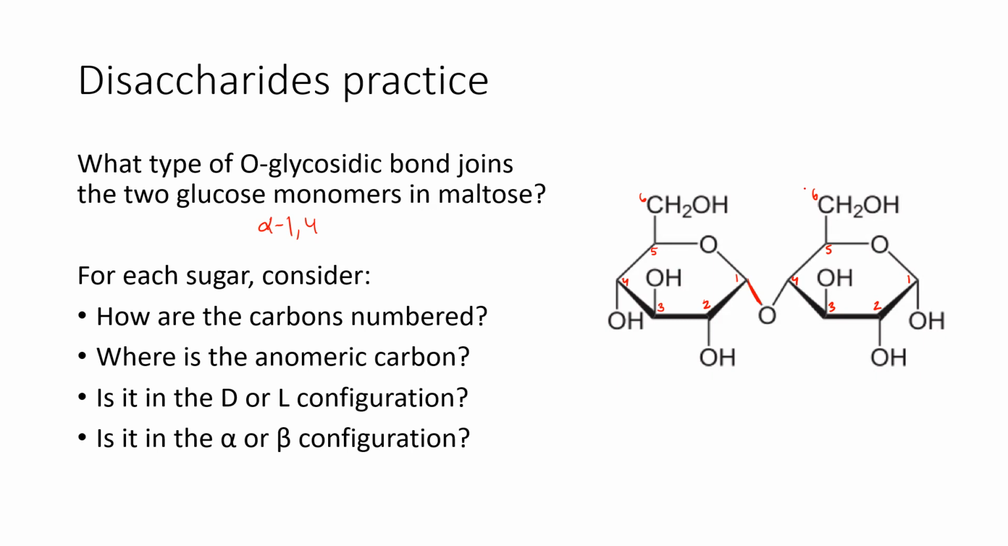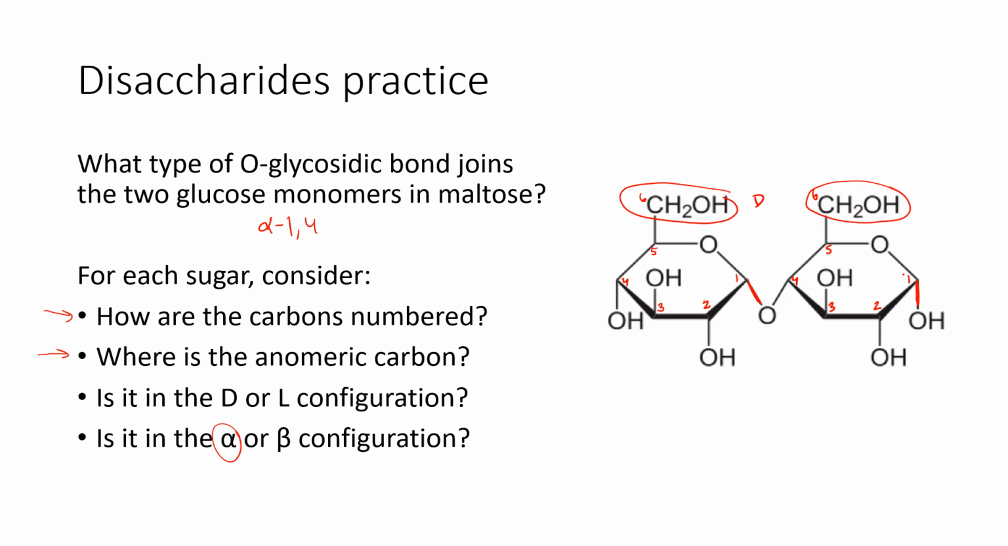Cool, great. So let's think about these questions. We just talked about how the carbons are numbered. We identified our anomeric carbon as carbon number 1. And we know that we are in, like someone said, the D configuration because our carbon number 6 is pointing up. We know we're in the alpha configuration for our glucoses because our anomeric hydroxyl groups are pointing down, so they are pointing away from each other. That makes us alpha. And because we have a D sugar, that also means it's pointing down.